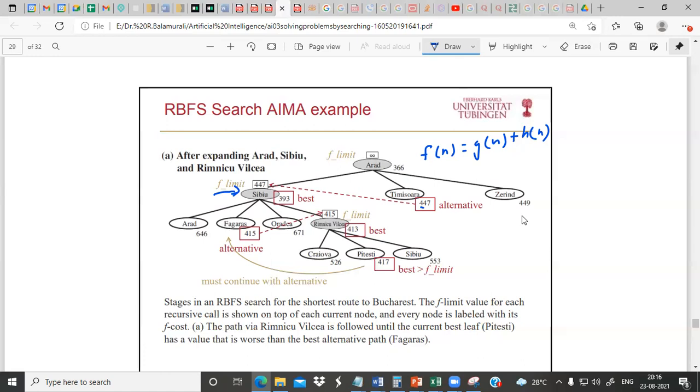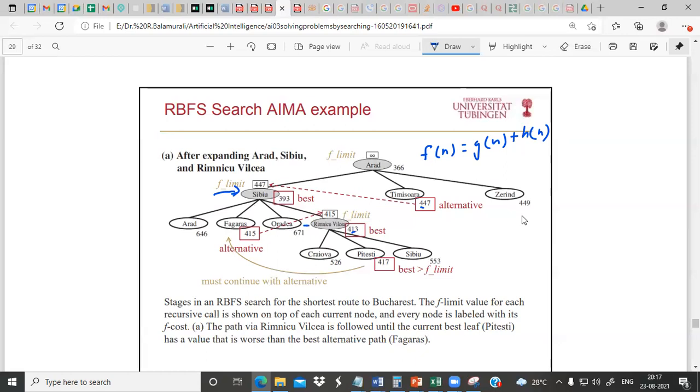Now, out of all the unexplored paths, which has the smallest cost? Which path says that it will take us to the destination with the least cost? This path says Rimnicu Vilcea, because its F cost is 413. So we are going to expand this.